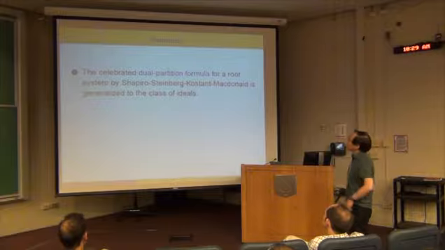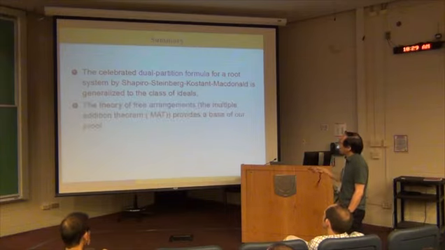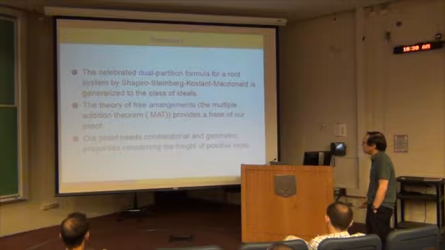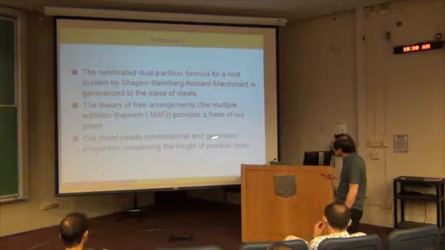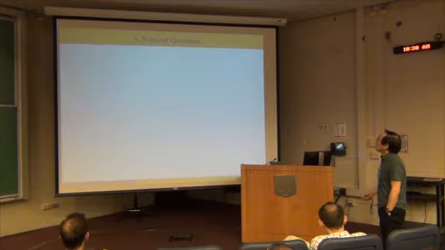So this is a summary. The dual partition formula by Shapiro, Steinberg, Kostant, and Macdonald can be generalized to a class of ideals. The theory of free arrangements, especially the multiple addition theorem, provides the base of our proof, and our proof uses some combinatorial geometric properties concerning the hyperplanes.